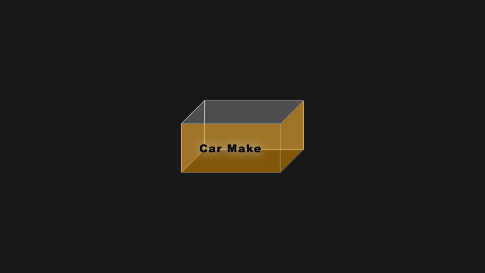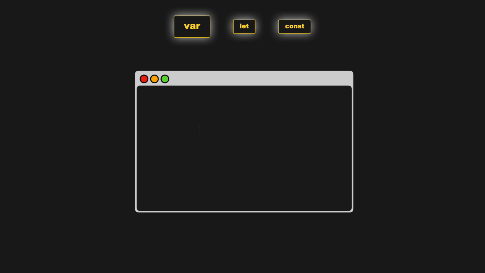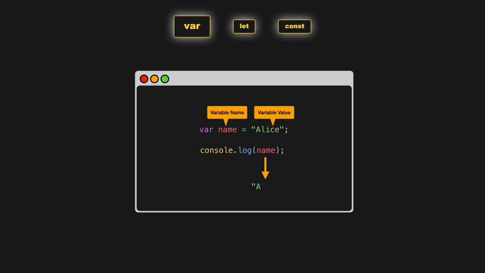In JavaScript, there are three ways to declare a variable. You can use var, let, or const. Let's start with var, the keyword. Var is used to declare a variable. Here, we are declaring a variable called name and assigning it the value Alice. So, whenever we refer to name, it will hold the string Alice.